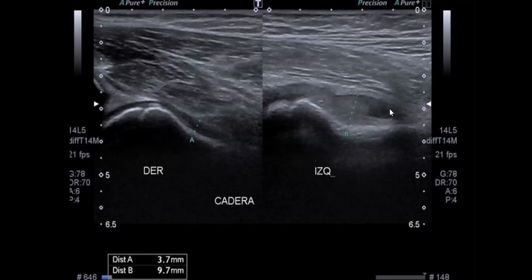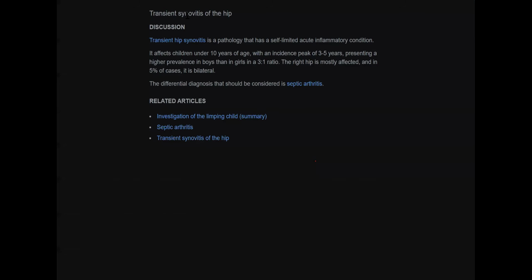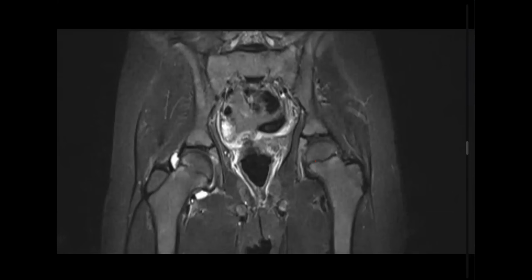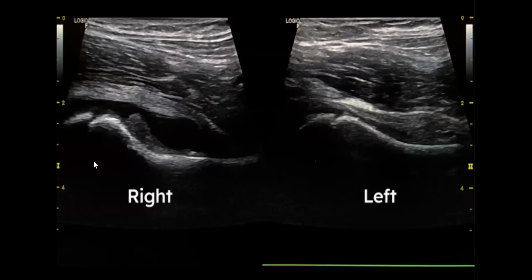Just to remember the last case, turbidity doesn't equal septic arthritis. This case was diagnosed as transient synovitis. What about this patient with limping?